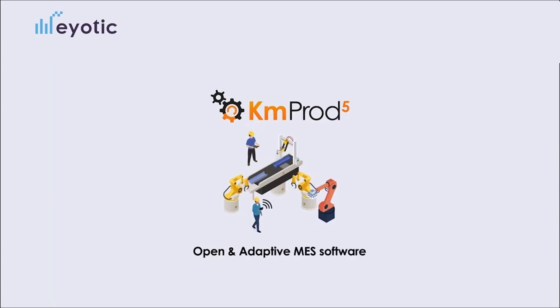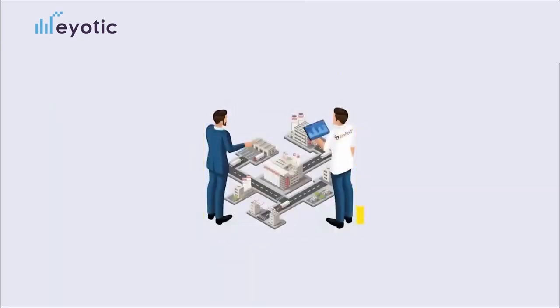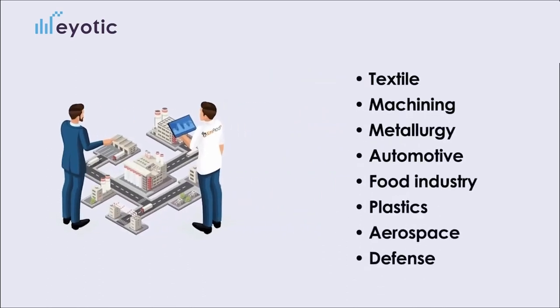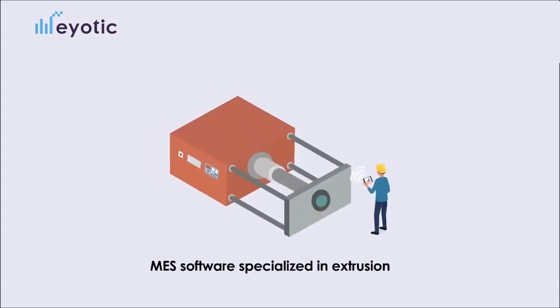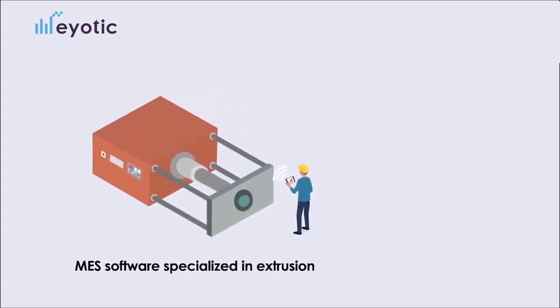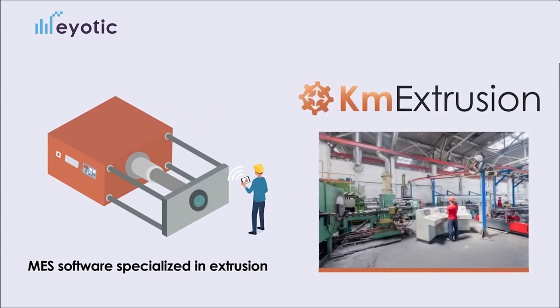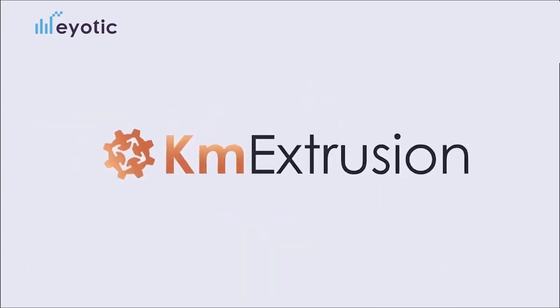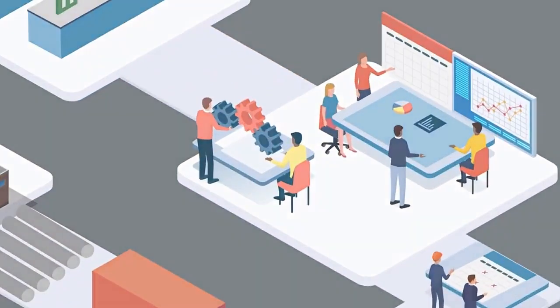KmProd is the adaptable manufacturing execution system software for workshop management. For more than 30 years, KmProd has accompanied industrialists in many sectors of activity. IOTIC has acquired expertise in the field of aluminum extrusion. We have developed a specific module with custom applications, which solve the daily challenges of this business, improving and digitalizing all production flows. Here is an example of how industrials use KmExtrusion.